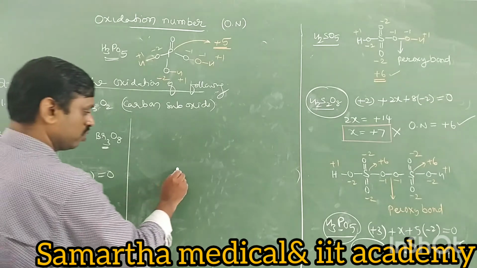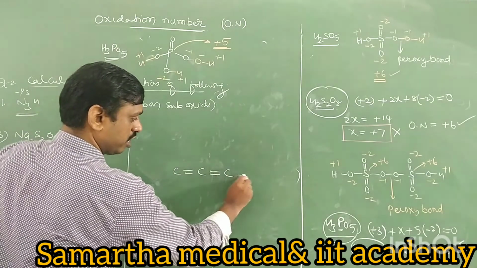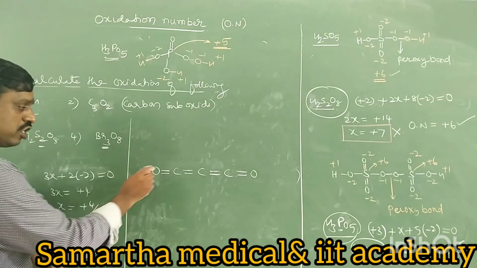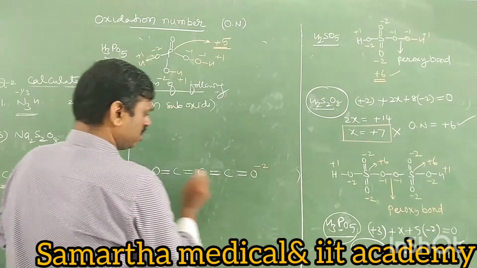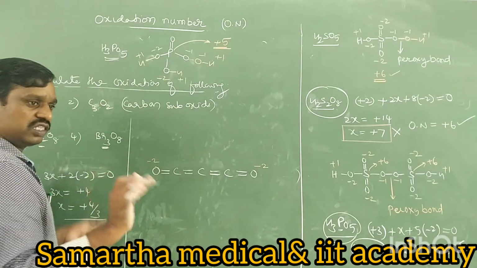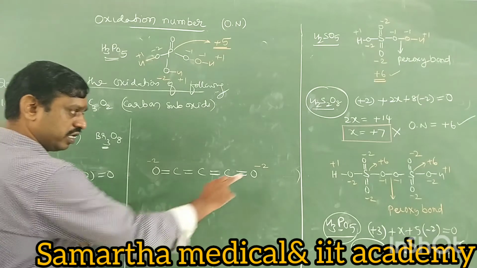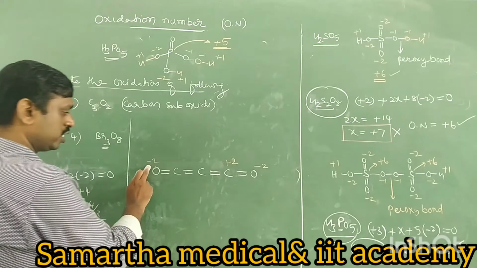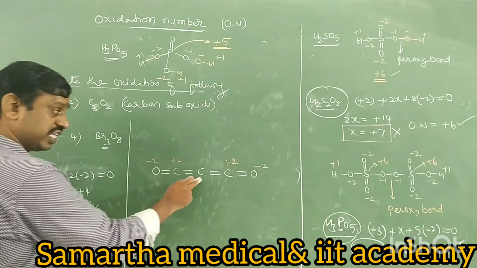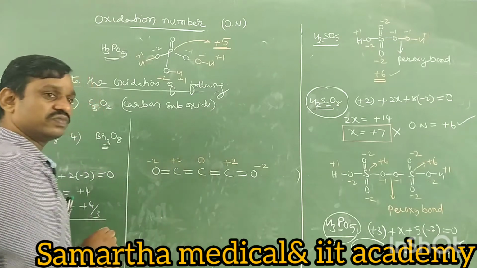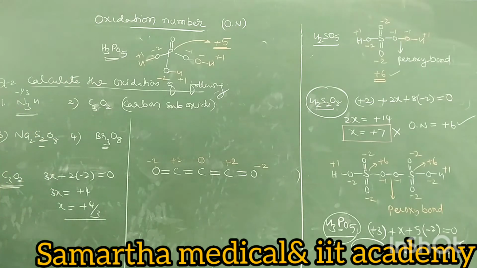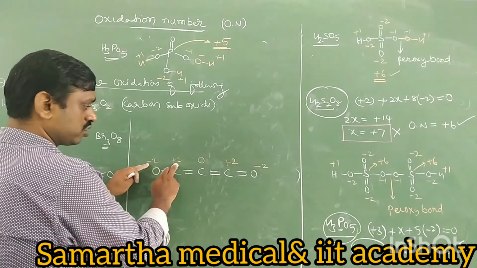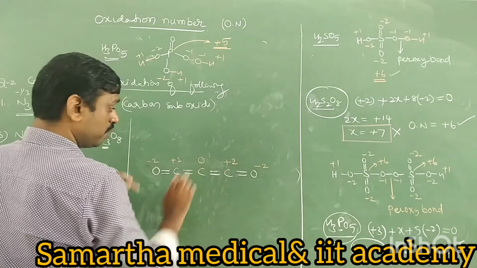There are 3 carbons, 1, 2, 3. There are 2 oxygen. Now here, what is the oxidation number of oxygen? It is normal oxygen, minus 2, minus 2. Since it is minus 2, the adjacent carbon has plus 2. It is minus 2, plus 2. Then this carbon has 0. It is just like neutral. Therefore, minus 2 plus 2 minus 2 is 0.